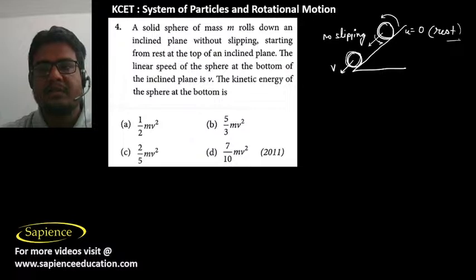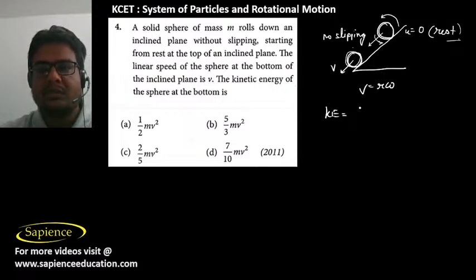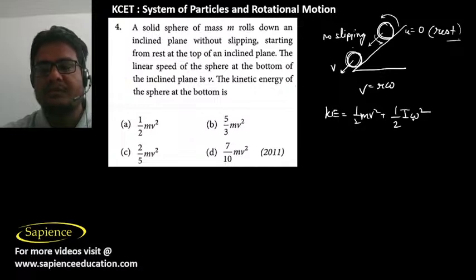It means that we can say that v equals r omega, where omega is the angular velocity. So we know that the total kinetic energy equals the translational kinetic energy, that is half mv square, plus the rotational kinetic energy, which is half I omega square.